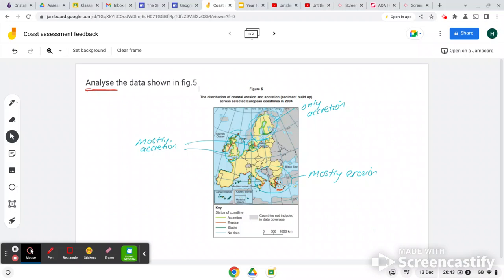You also need to try and use the data in your answer and make links between different aspects of the data. So here we have a scale. So I could now try and use that in my answer. I could say that we've got mostly accretion occurring north of 50 degrees north. North of 60 degrees north, we only have accretion with a small amount of a stable coastline. But accretion is around 2,000, a stretch of around 2,000 kilometres.